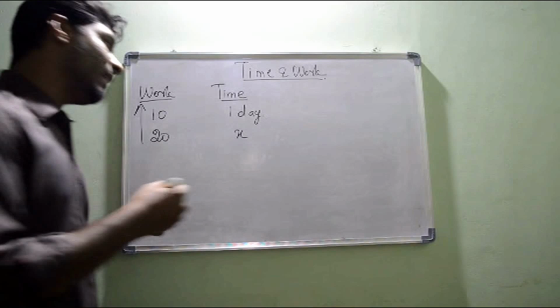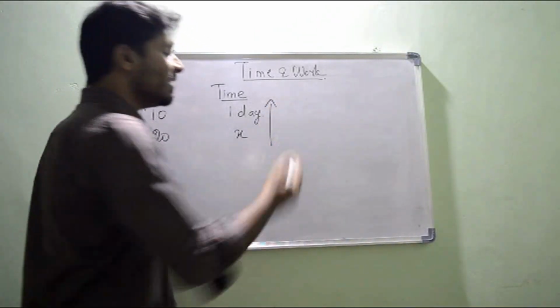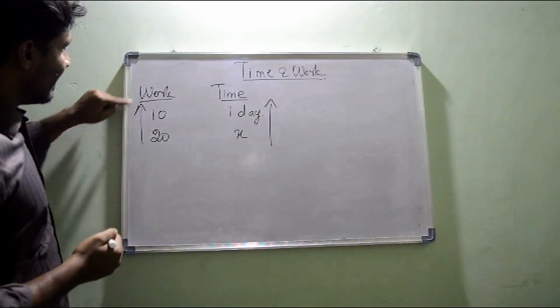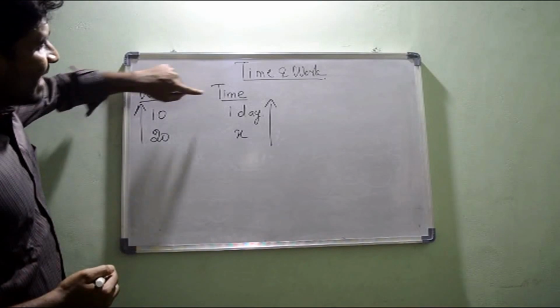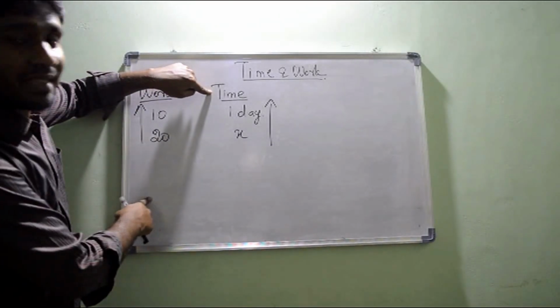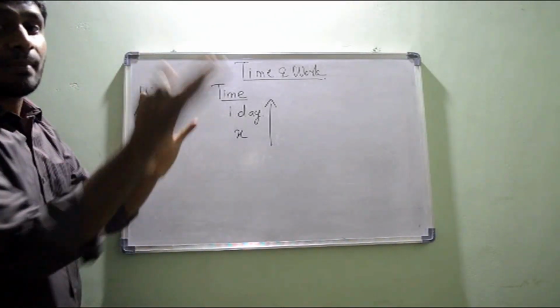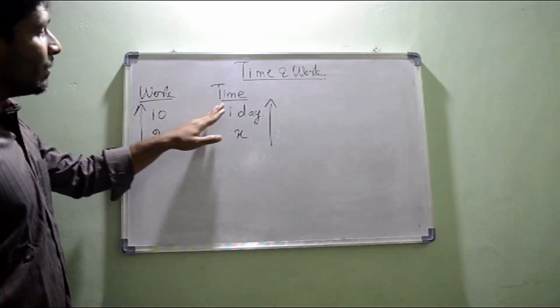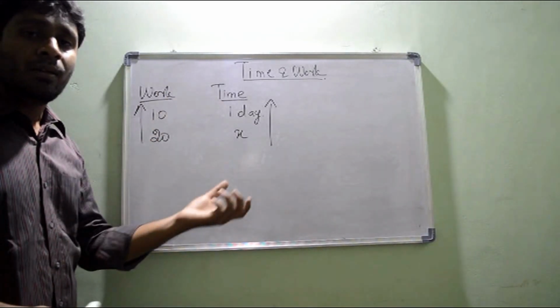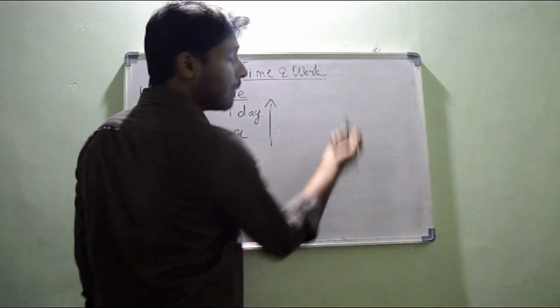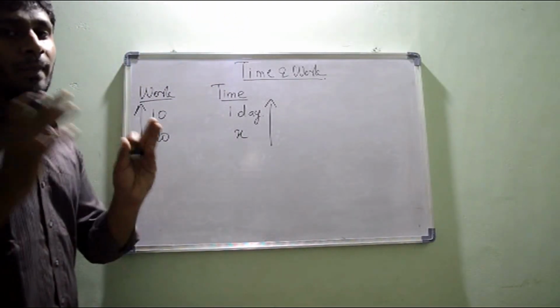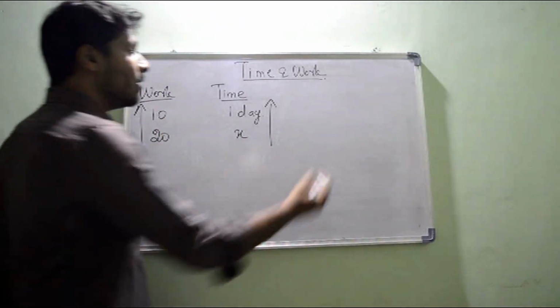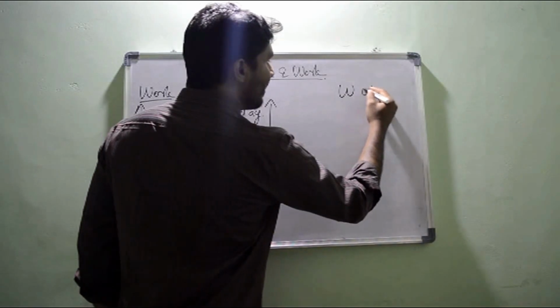Time will also increase. Here the scenario is that my work increases from 10 to 20, and the time taken by me to complete those works goes from one day to some higher number of days. So when work increases, time also increases. On what proportion are they? They will be in direct proportion, and this is the very first point you have to keep in mind for this topic. So when work increases, time also increases.